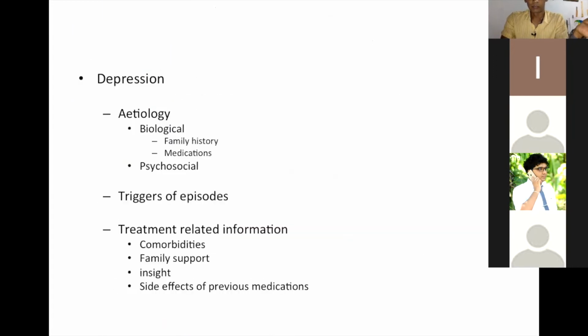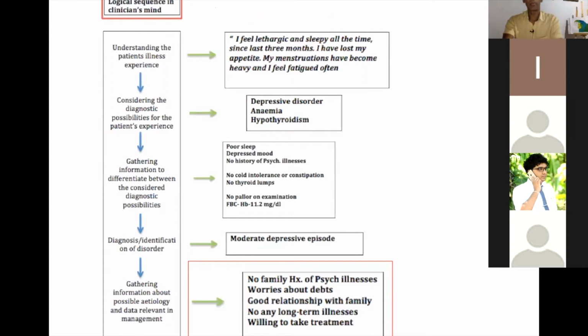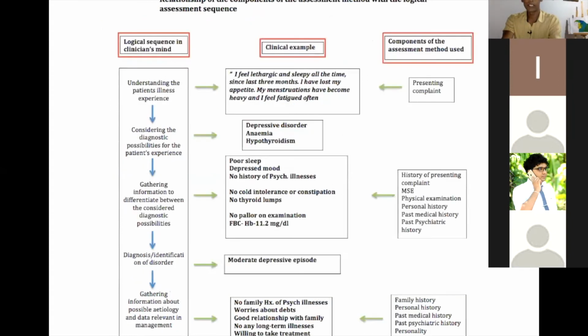Now you follow this sequence, and to follow it, you need information from different parts of your formal assessment method. For example, the initial complaint the patient gave after you asked your open-ended question. The question was, what brought you here? After you ask that, what the patient says is the presenting complaint, right? In our formal assessment method.